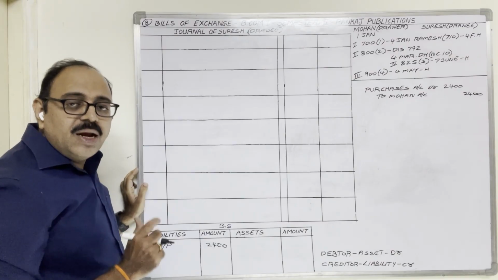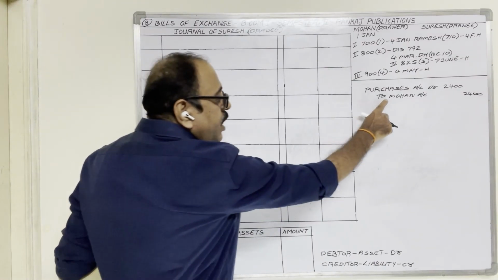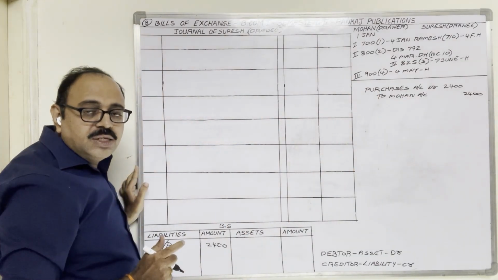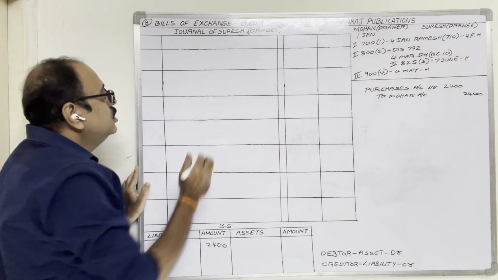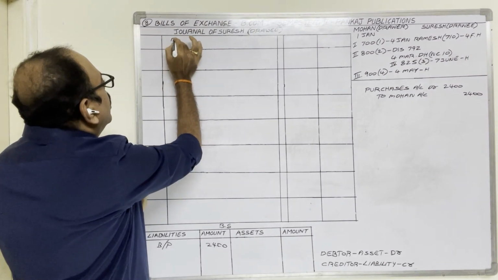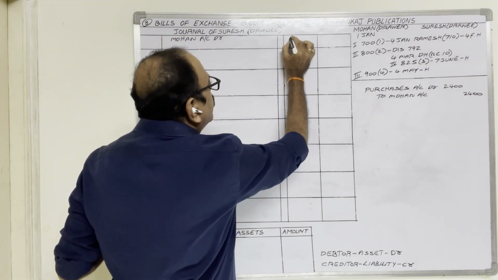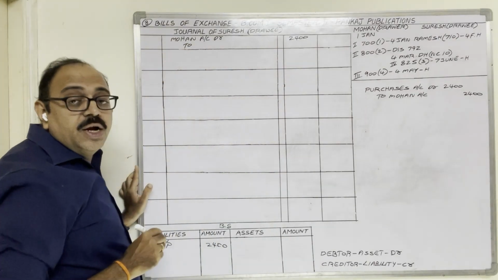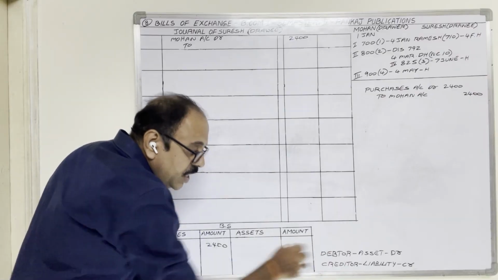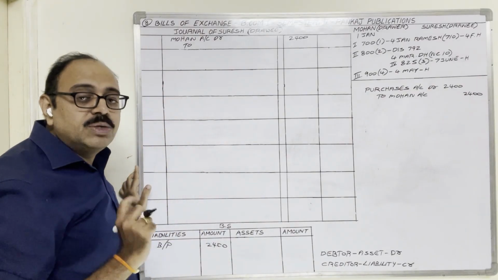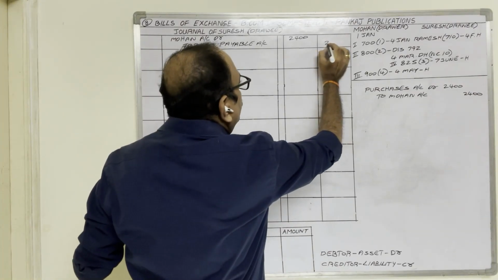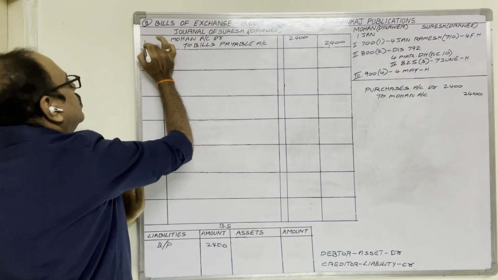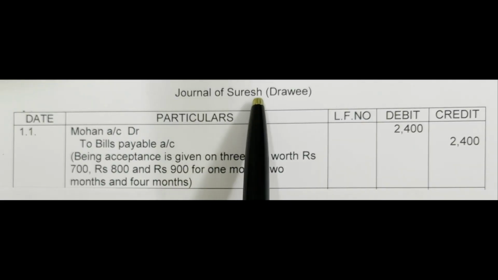How to cancel creditor liability? By crediting Mohan account, we have created a creditor liability. To cancel that, we have to debit Mohan account. Mohan account debtor 2400. A new liability known as bills payable is created. No? So liability shows a credit balance. We have to credit bills payable account. Amount same 2400. Date 1st January. Acceptance date. Journal of Suresh.